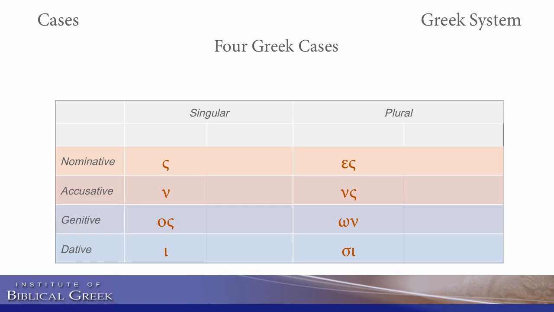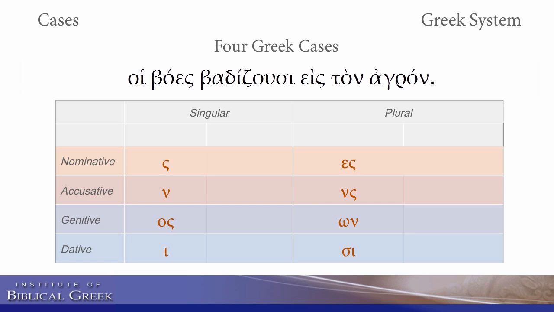Let's look at another example. Hoi boes badizousin eis ton agron. We can tell that hoi boes is our subject because of the ending, s, and we can tell it's plural, just like in English. Oxen. If we wanted to make a word that ended with an S plural, we would add an ES, buses, boes. You can also see the object, ton agron, the field. This time, it's an object of a preposition, eis, which is into. So our sentence, hoi boes, the oxen, badizousin, walk, eis ton agron, into the field.